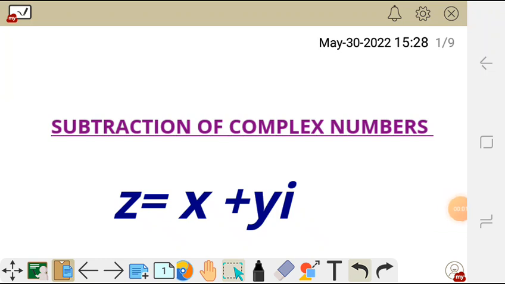Okay, so let's look at the subtraction of complex numbers. In my previous video, I discussed the addition and introduction to complex numbers. So let's now subtract. How can we subtract complex numbers?